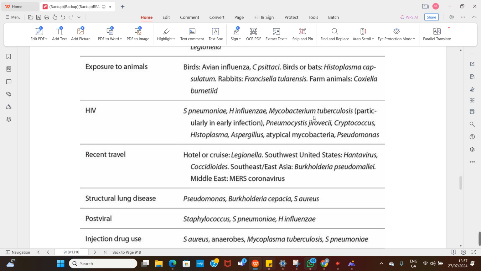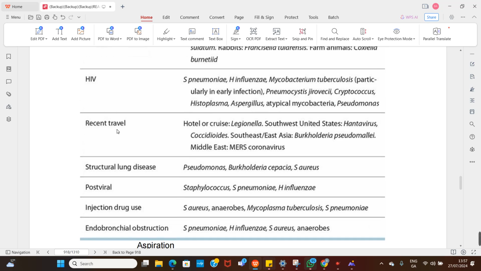Mycobacterium tuberculosis, opportunistic infection, Pneumocystis, very well explanatory, like Aspergillus, Histoplasma. In fact, most of the time, people with histoplasmosis will not develop anything until they have HIV or immunosuppression. They are asymptomatic. Very important you remember that. So if you see somebody developing histoplasmosis pneumonia features, know that there's a background immunosuppression.